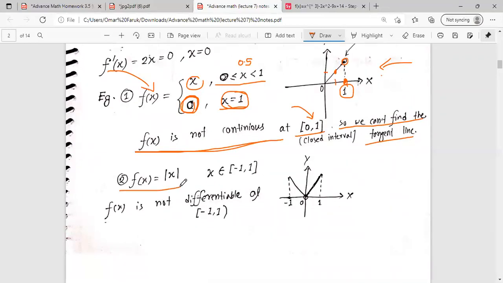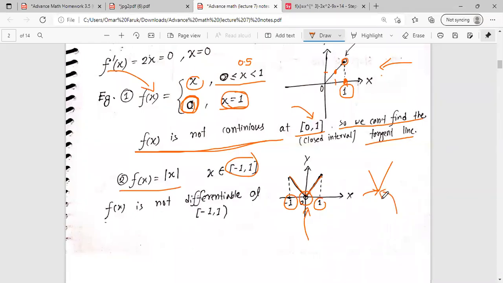And here is another function, f of x is equal to modulus x, where x is in [-1, 1]. So minus 1 is here and 1 is here. So this is our function. But the thing is, at this point, this function is very sharp, right? Like this way, very sharp. It can hurt you, right? This is like a knife. So this point is very sharp.